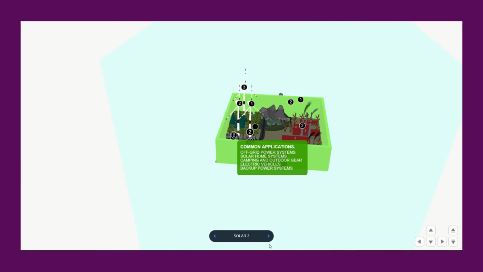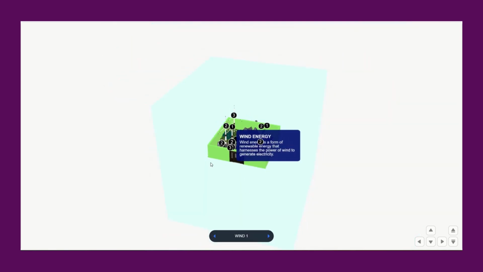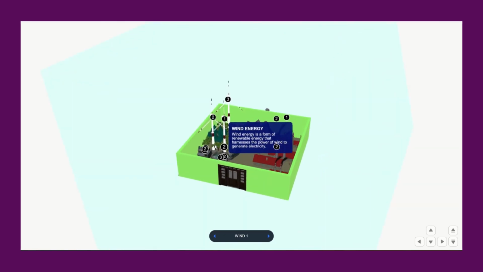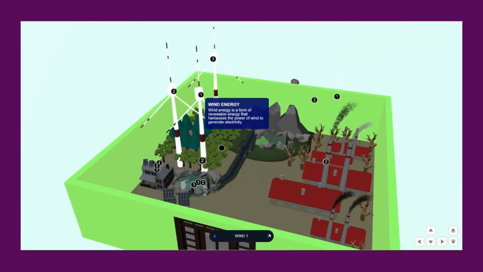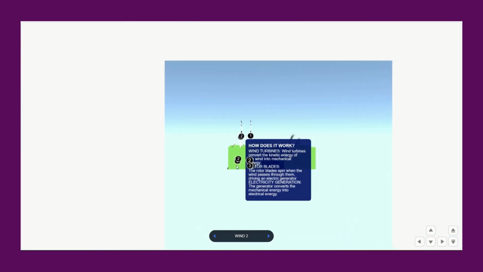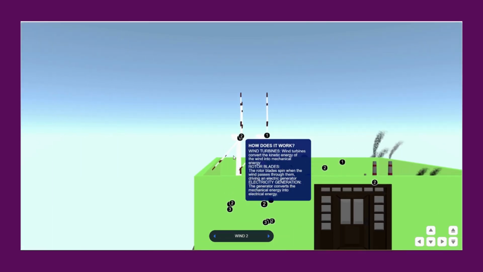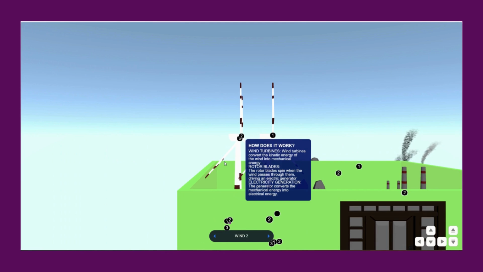Moving on to the next one, it is regarding wind. Wind energy is a form of renewable energy that harnesses the power of wind to generate electricity. Now, when we see how does it work, it has got three things. One is wind turbines. These wind turbines will convert the kinetic energy of the wind into mechanical energy. The rotor blades spin when the wind passes through them, driving an electric generator. The electric generator will convert the mechanical energy into electrical energy.